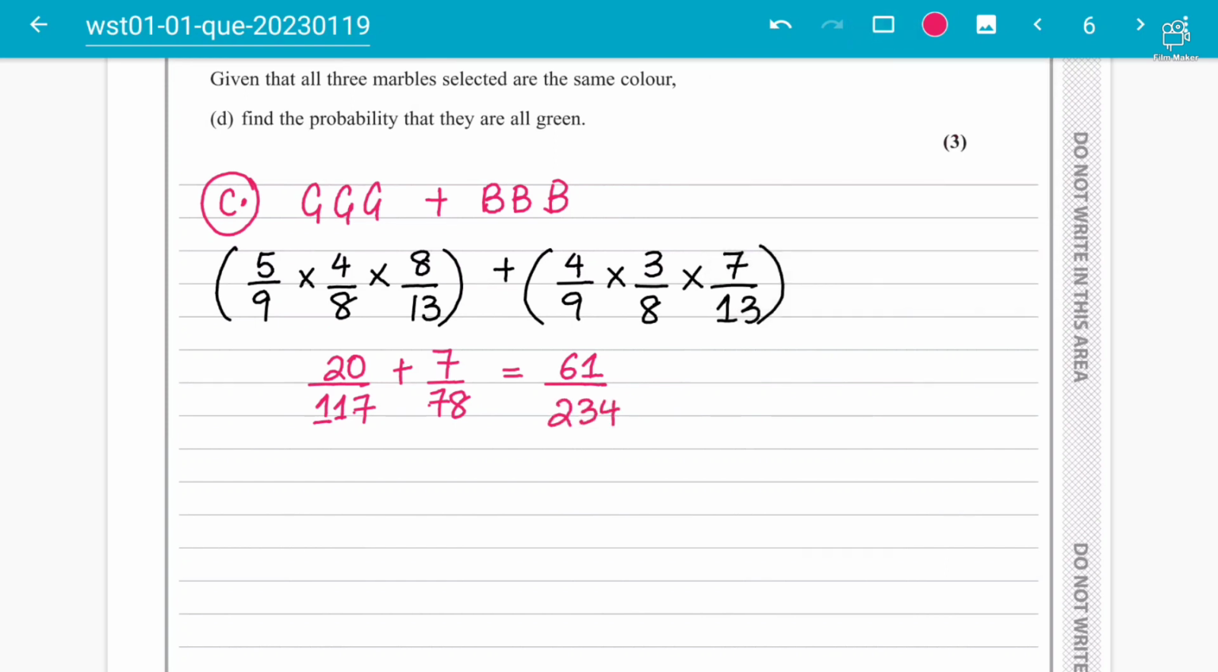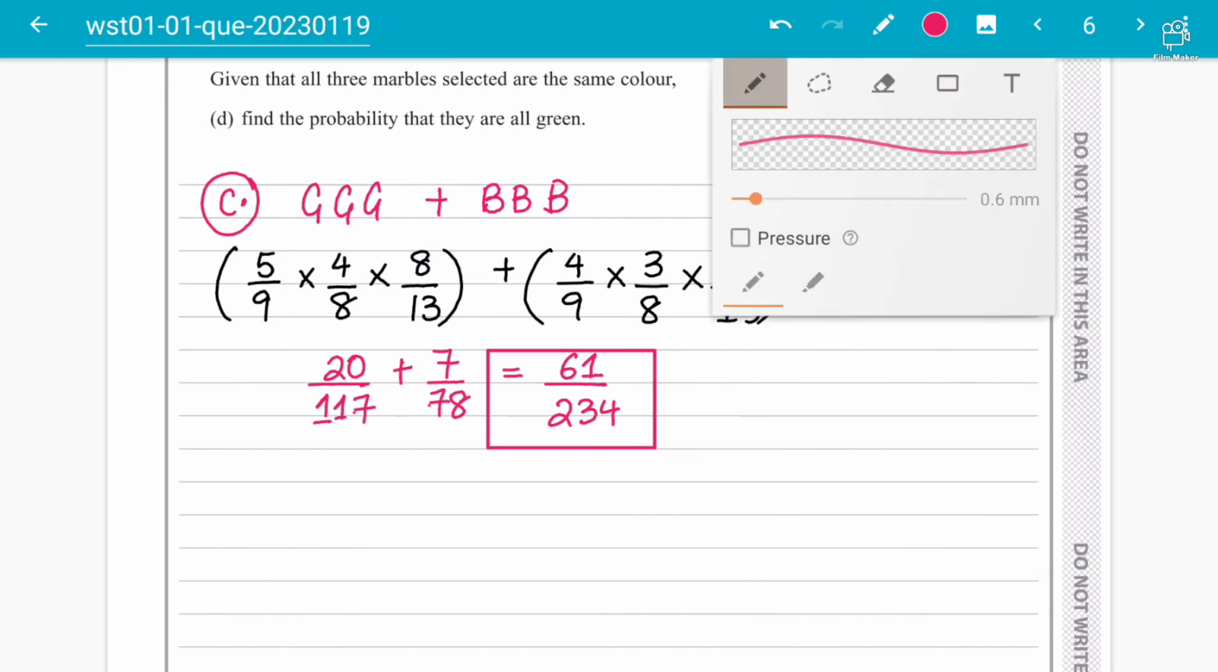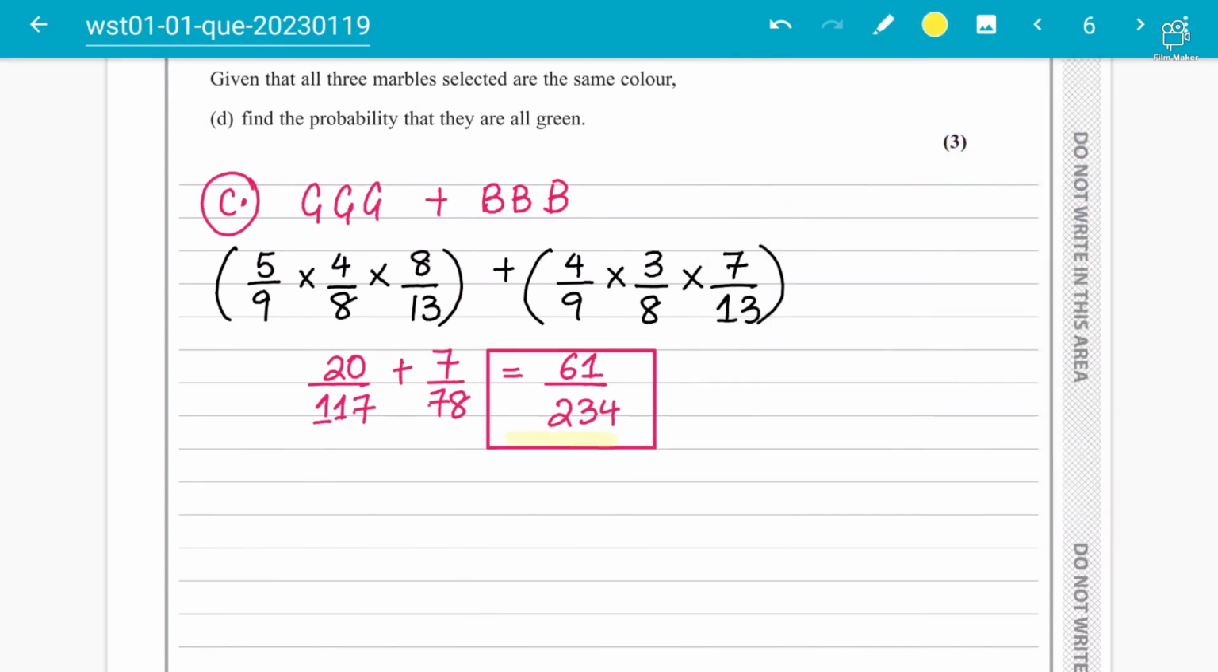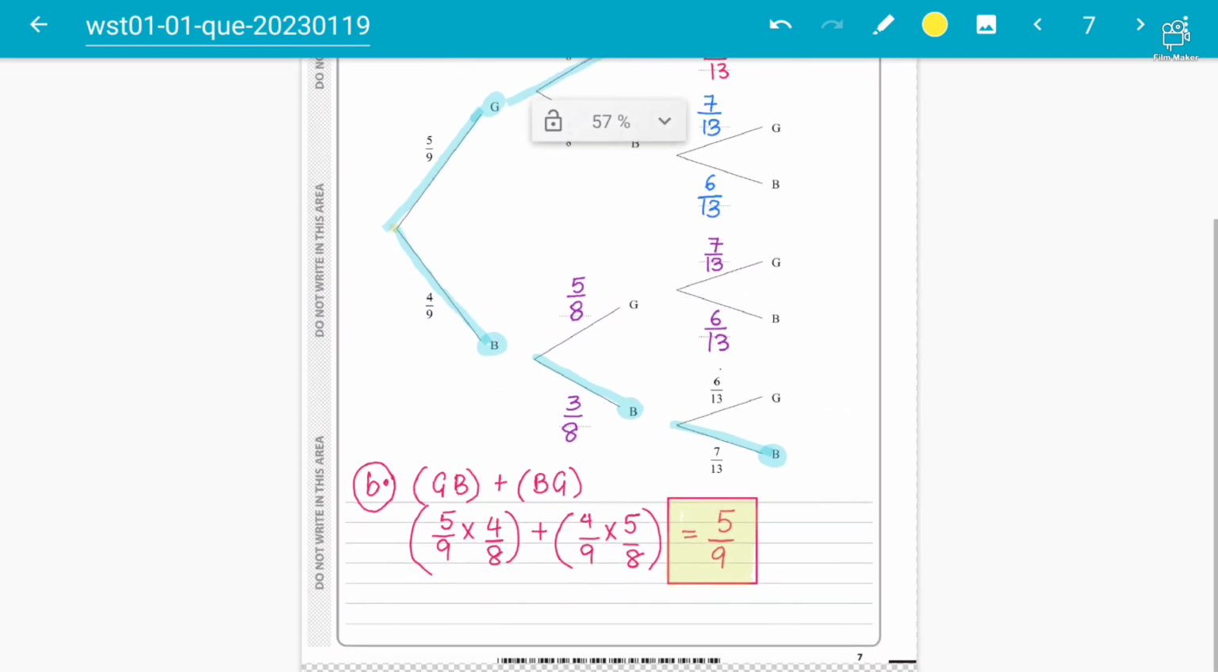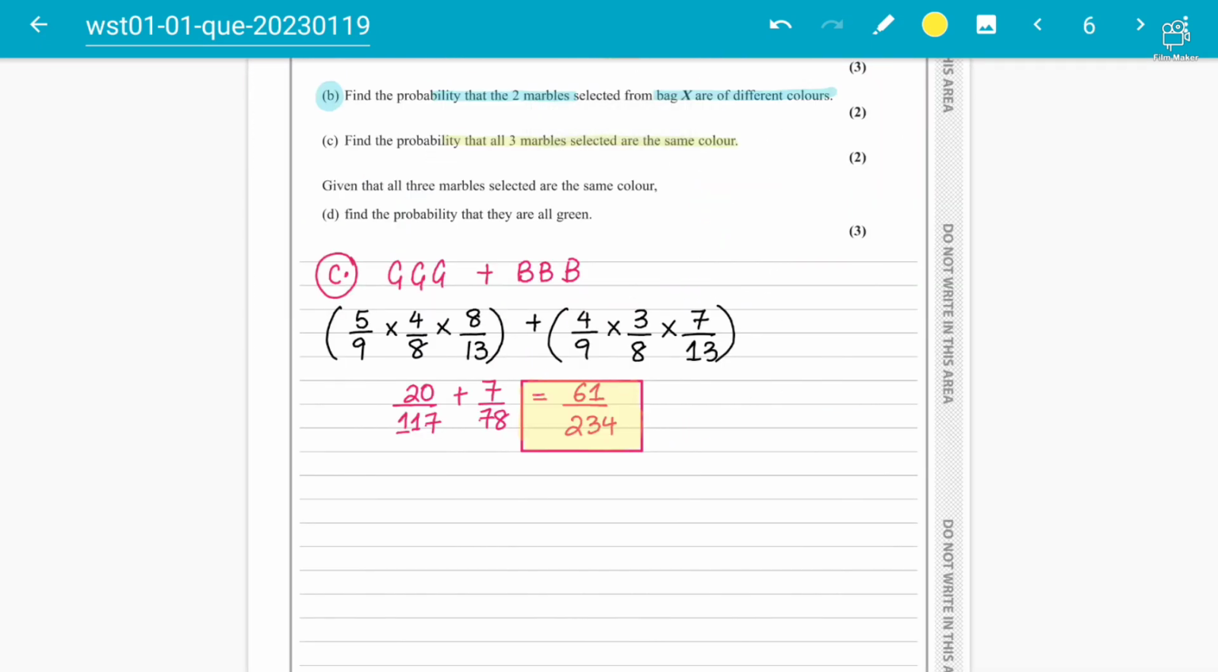For part C, just a calculation error. Make sure you check the calculations, okay, as human mistakes are possible, okay? So we got 61/234 as the answer for part C as well, and part B is completely correct. That is 5/8. I've checked that arithmetically and with a calculator as well.